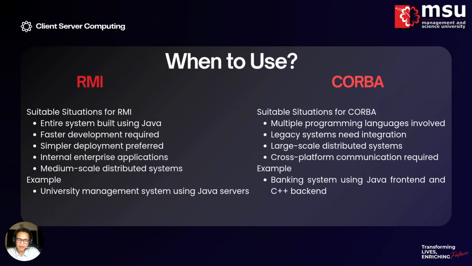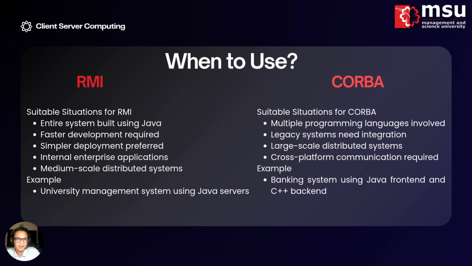So after we have known about RMI and Corba, when exactly do we use both RMI and Corba? For RMI, the suitable situations will be entire system built using Java. It is also faster development required, simpler deployment preferred. There are also internal enterprise applications and medium scale distributed system. For example, let's just say we want to do university management system by using Java servers. So it is much more preferable for us to be using RMI.